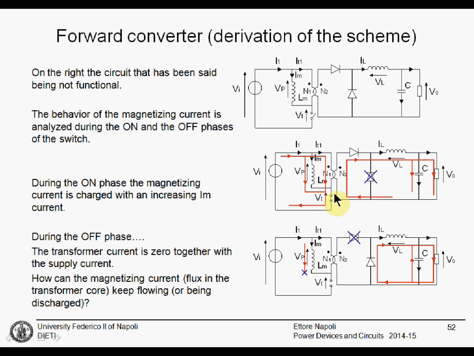Okay, let's see the on phase. During the on phase, the switch is closed. There is a current flowing through the primary side of the transformer and also an increasing current in the magnetizing inductance. This current that flows into the transformer is reflected on the other side of the transformer, causing this current that flows through this diode, charges the output LC tank, and provides current to the load.